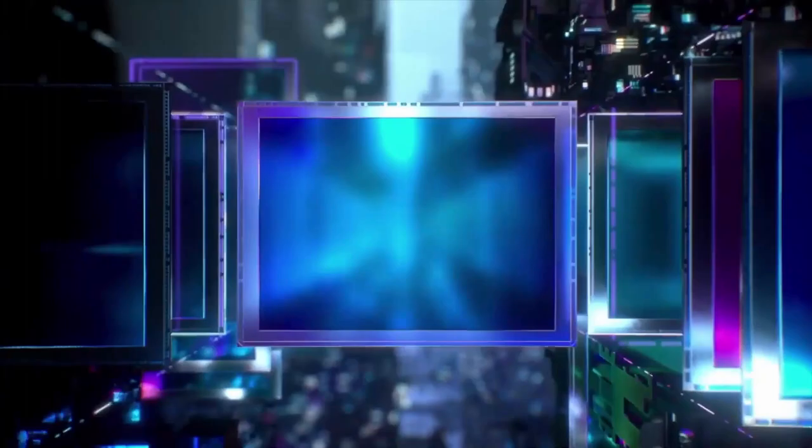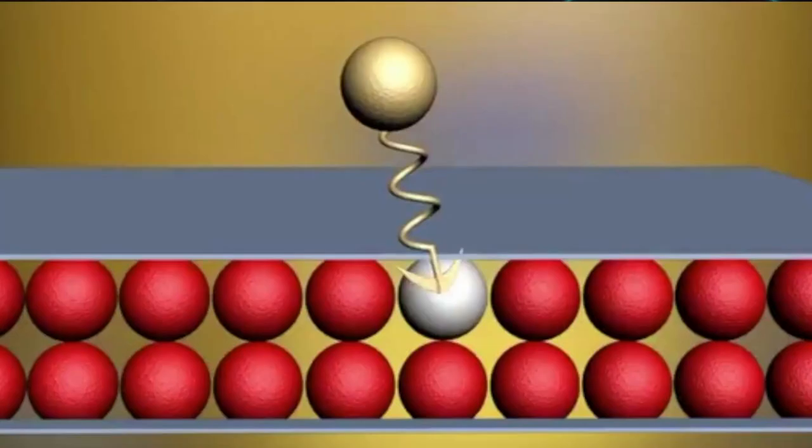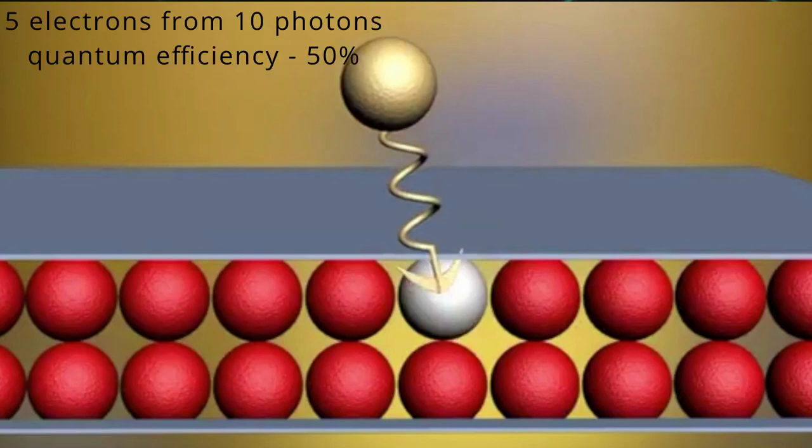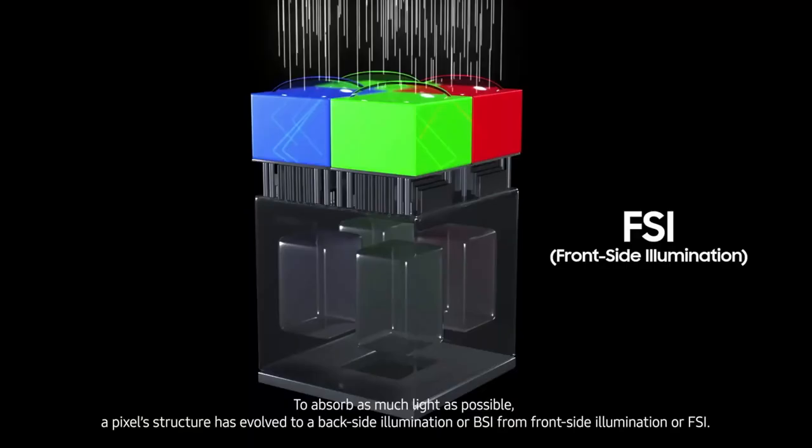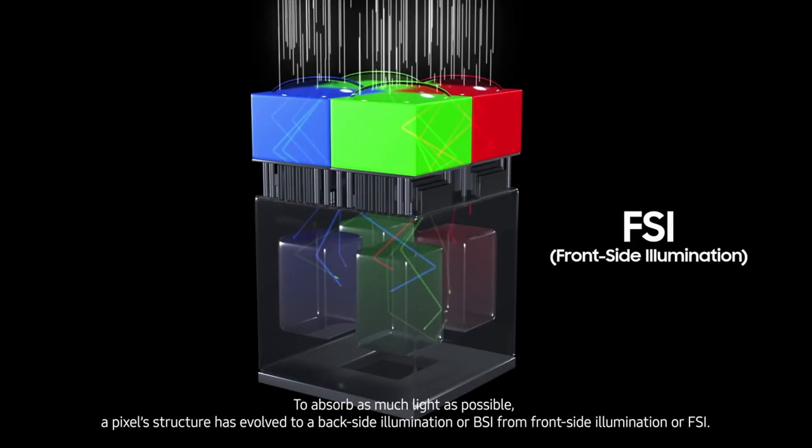And now it is important for the matrix not to lose any photon. The more photons are converted into electrons, the more efficient the matrix. 3 years ago, matrices were not so effective. There were 5 electrons from 10 photons. That is called quantum efficiency, and previously it was about 50%. But why so few? Mostly because photons do not hit the photodiode. Even though there is a special micro lens above each pixel, which focuses the light inside the pixel, there are still many photons that are lost, or worse, fall into the neighboring pixels. That is why efficiency was low.